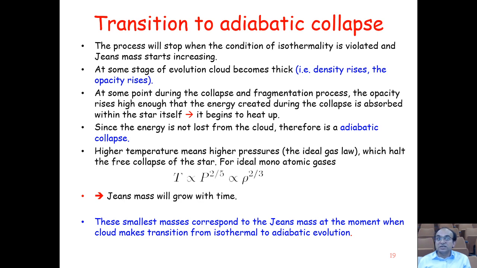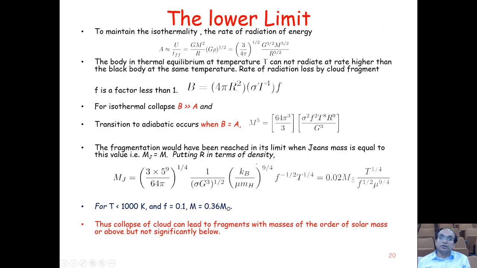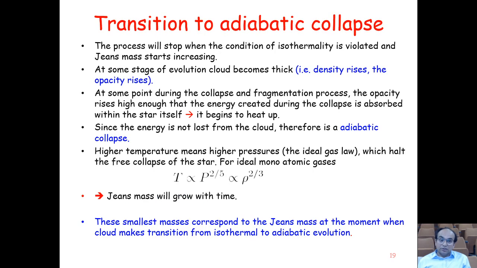Okay, so what is happening? Density is rising. Now the heat which was initially liberated is absorbed and tries to heat up the cloud. Since the energy is not lost from the cloud, it is an adiabatic collapse. Higher temperature means higher pressure, which halts the free fall of the collapse. For ideal monatomic gases, T is proportional to rho to the power 2/3. So Jeans mass will grow with time. Thus the smallest mass corresponds to the Jeans mass at the moment when it makes the transition from isothermal to adiabatic evolution.